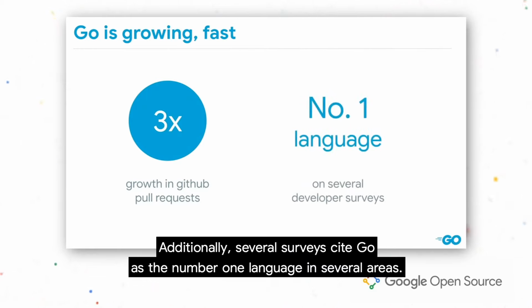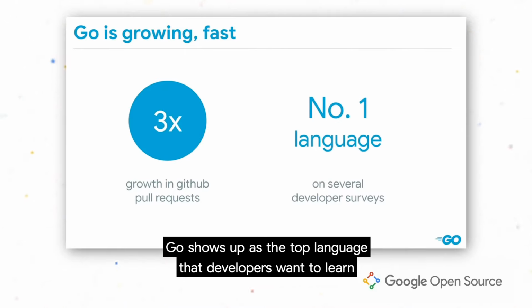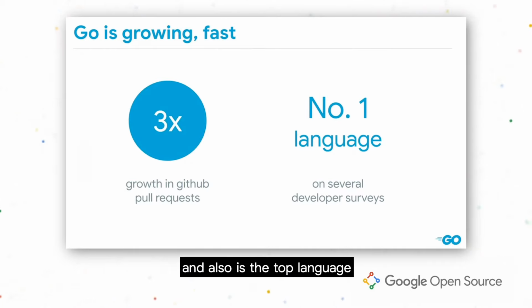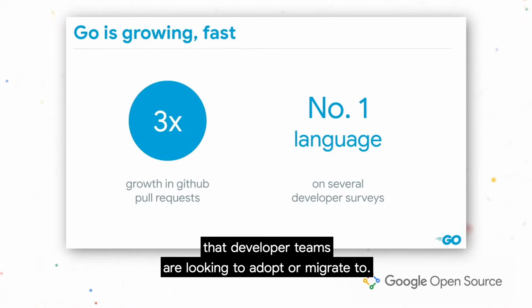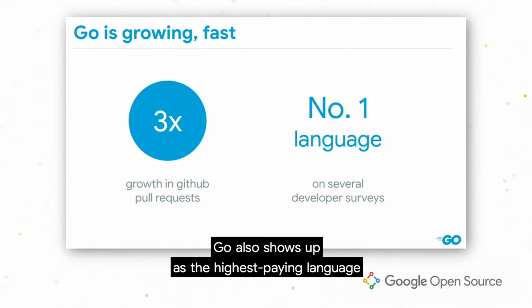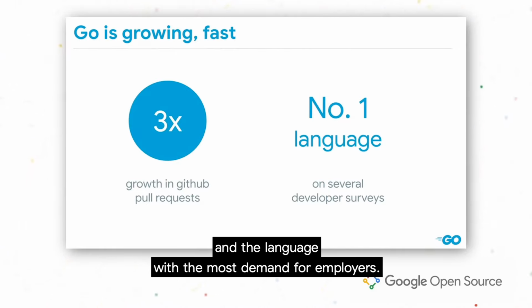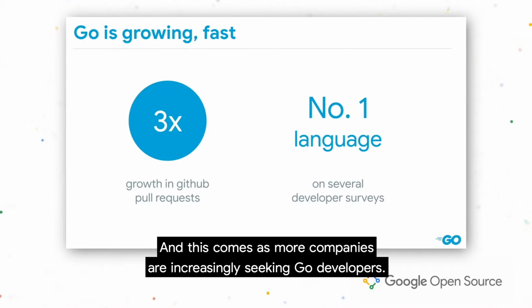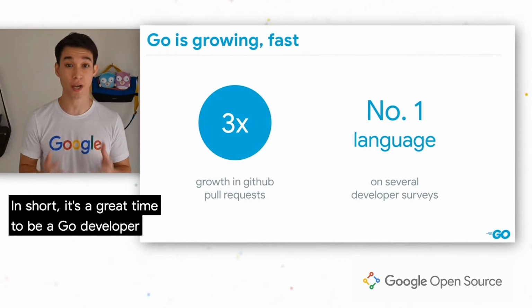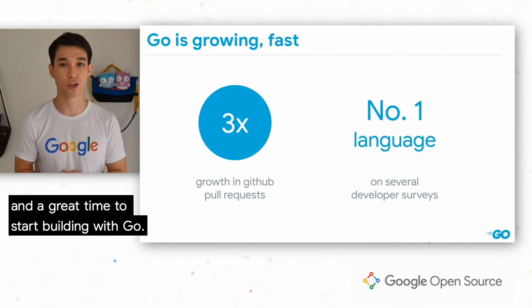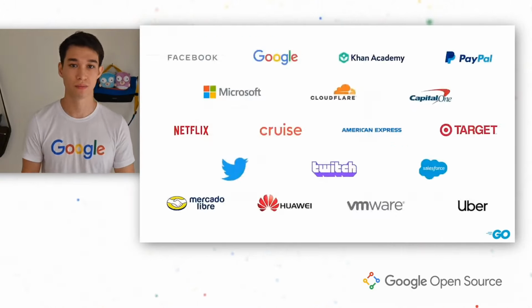Additionally, several surveys cite Go as the number one language in several areas. Go shows up as the top language that developers want to learn, and also as the top language that developer teams are looking to adopt or migrate to. Go also shows up as the highest paying language, and the language with the most demand from employers, and this comes as more companies are increasingly seeking Go developers. In short, it's a great time to be a Go developer, and a great time to start building with Go.